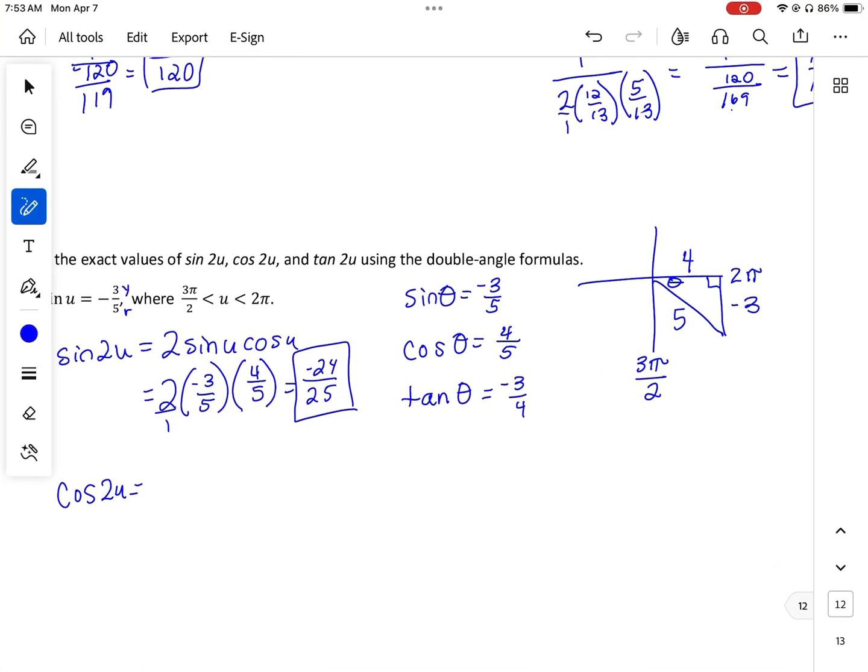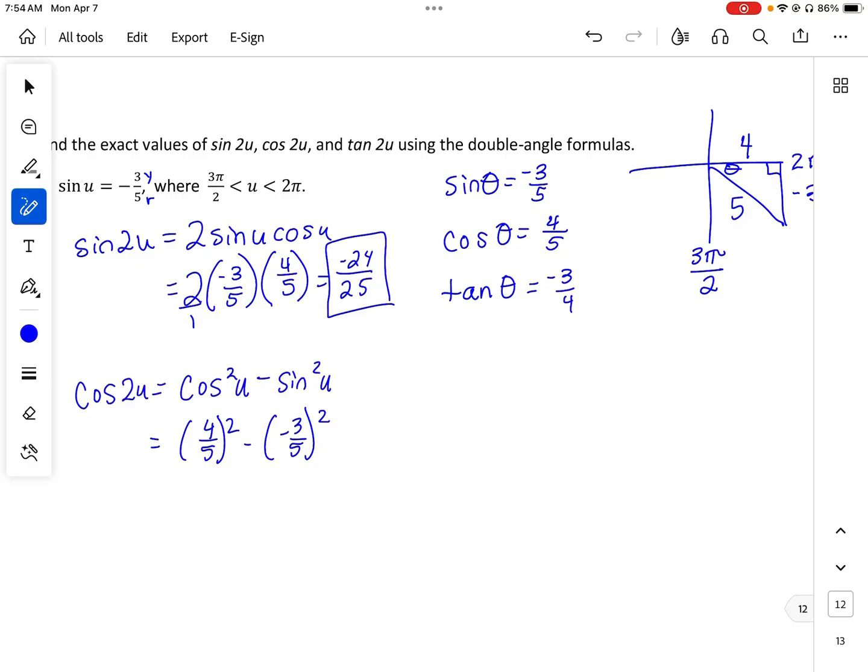All right, cosine 2u. Cosine squared u minus sine squared u. So that would be 4/5 squared minus negative 3/5 squared. 16 over 25 minus 9, and they both have the denominator of 25. So that'd be 7 over 25.